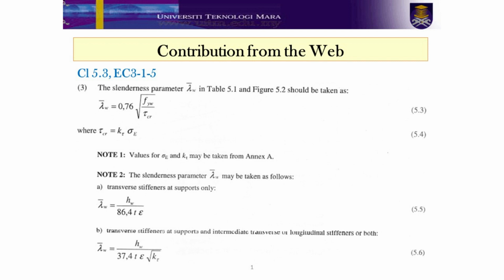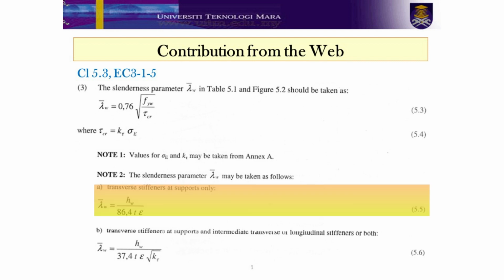The slenderness parameters, Table 5.1 and Figure 5.2, should be taken as you can see in Equation 5.3, and the value of the parameter can be found in 5.4. However, in our case, we are now designing a stiffener. So instead of using 5.3 as what we checked in the shear buckling resistance earlier, we are now looking at the options that we have here.